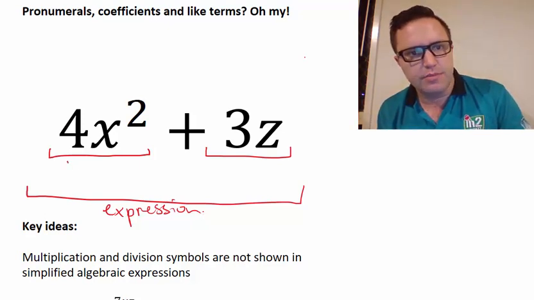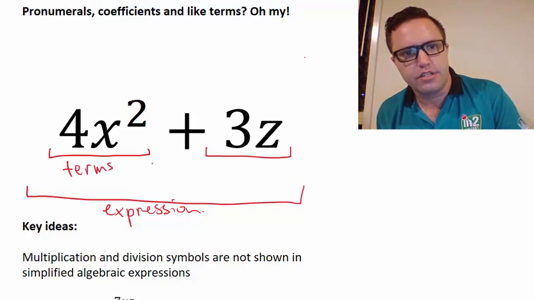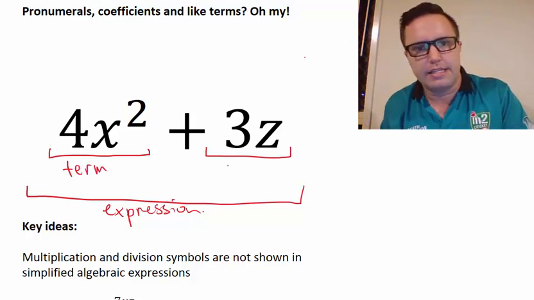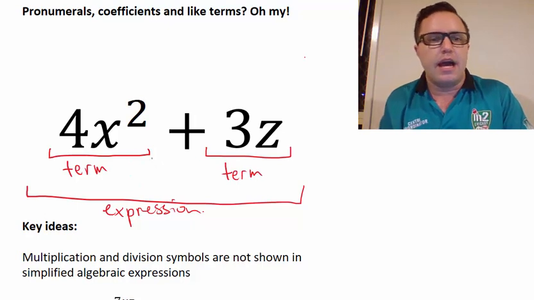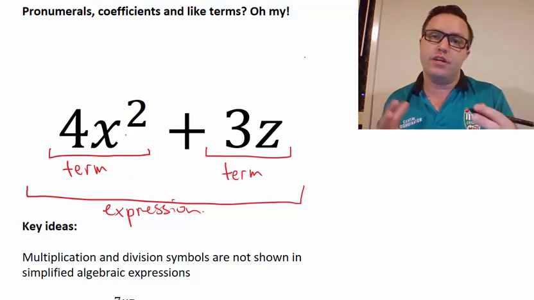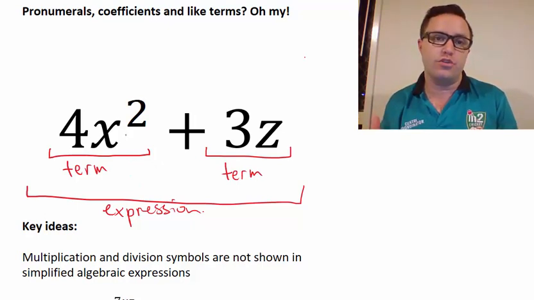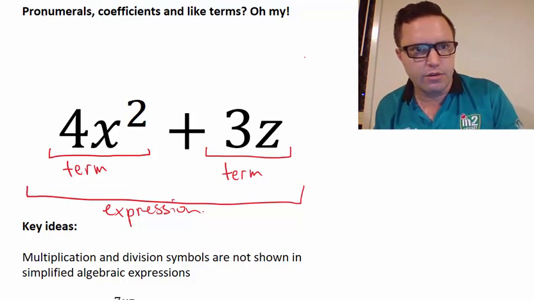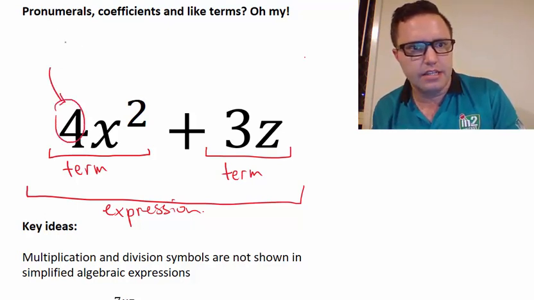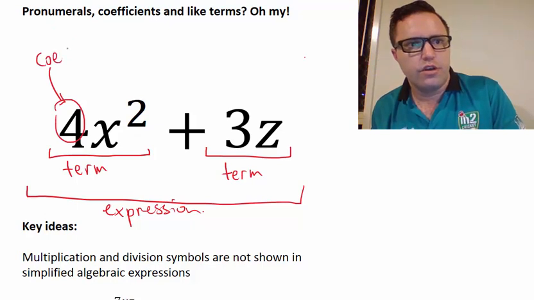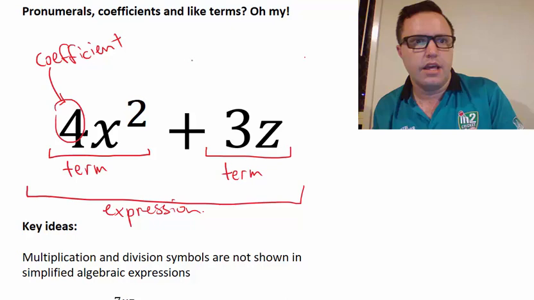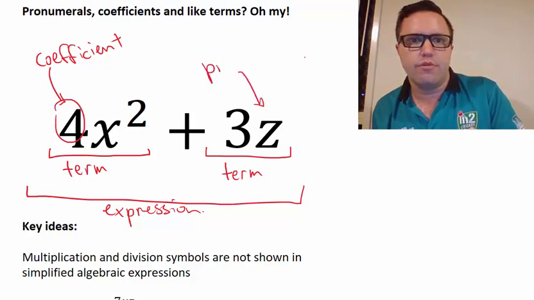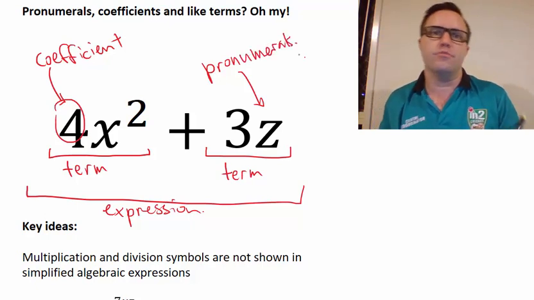But inside them we can have special things called terms. So this is a term, that's a term, and this here is a term. And a term is numbers and letters all kind of together, just with multiplication or division, okay? Now, also want you to remember that these numbers at the front are called coefficients, and the letters themselves are pronumerals.